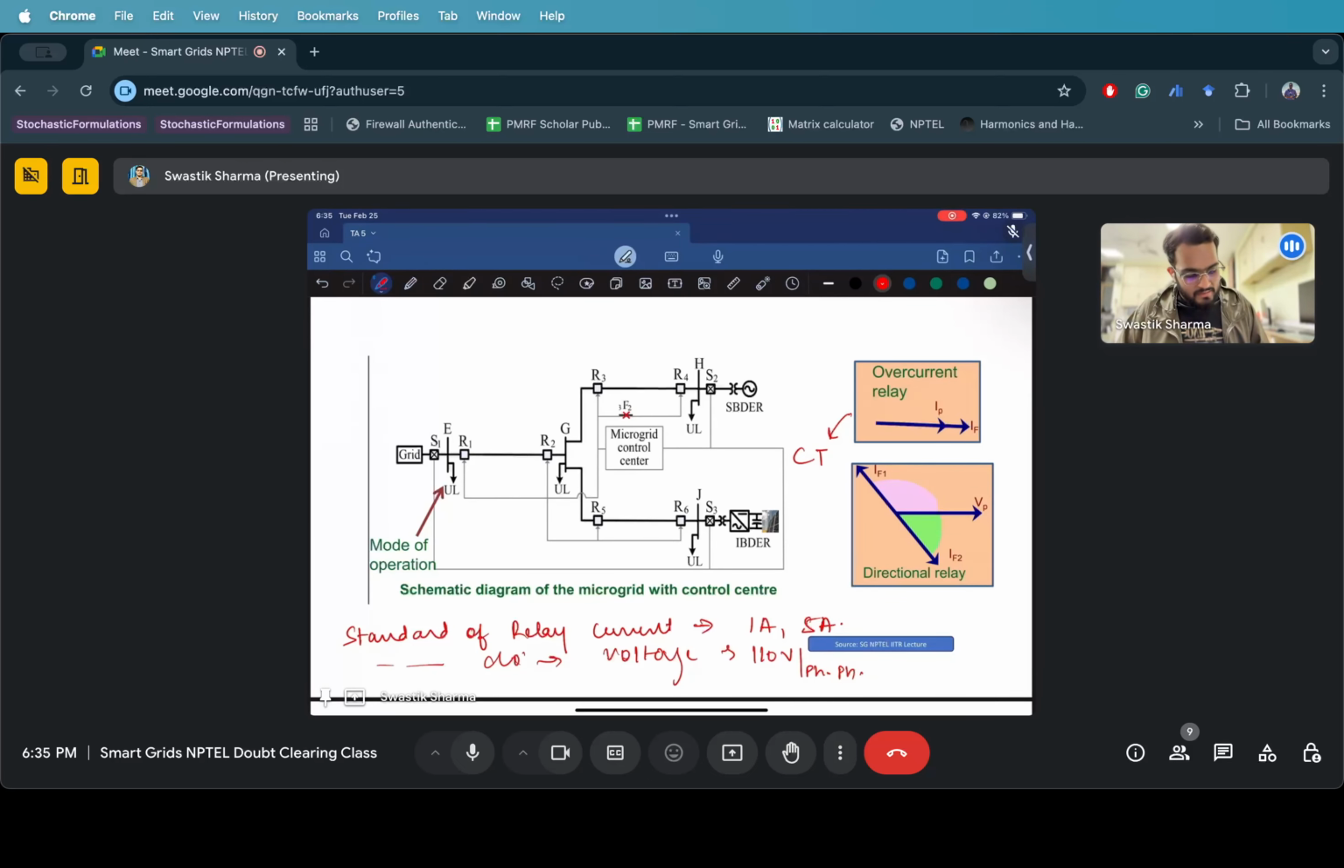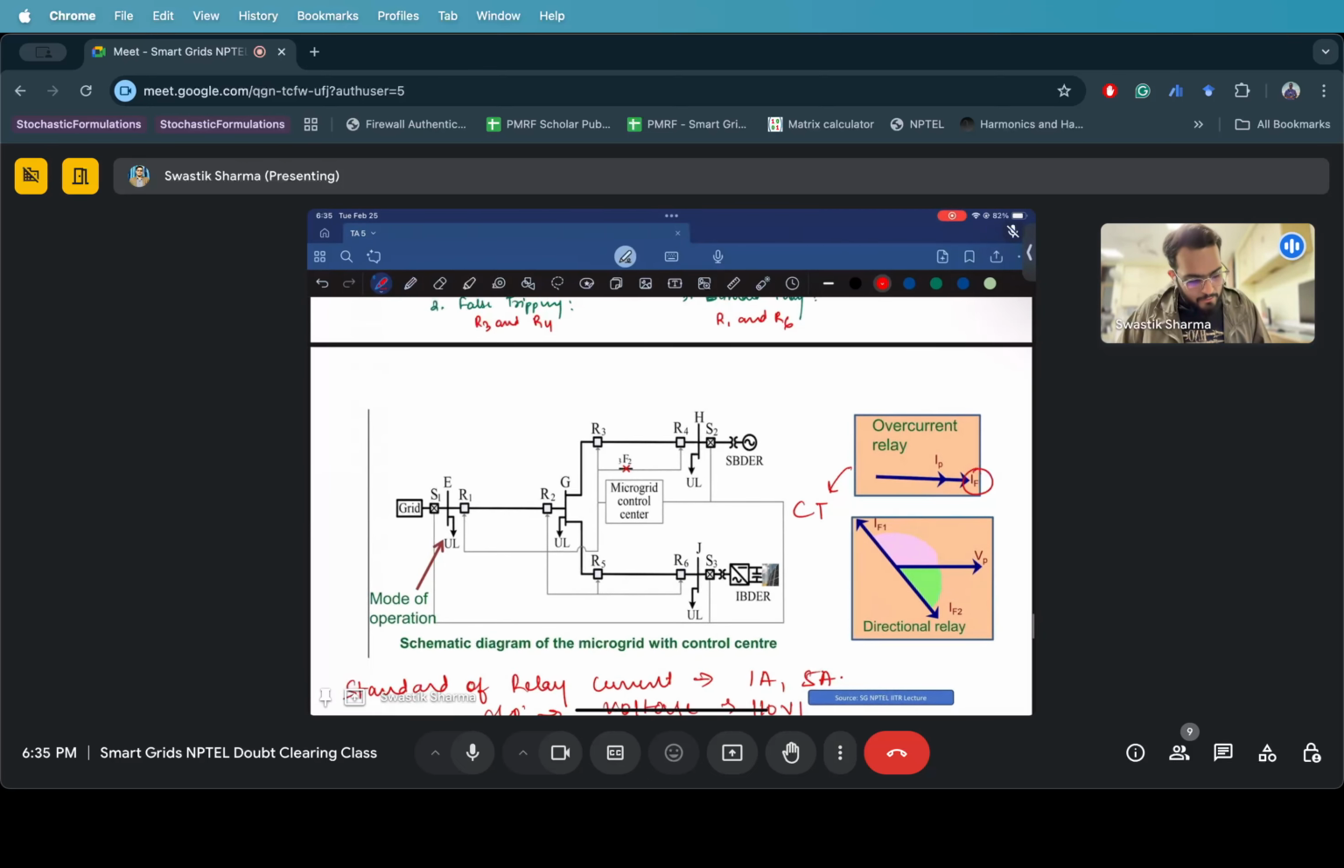And what it does is it checks the magnitude of the fault current, let's say the fault current is IF, and it compares it with a polarizing quantity, IP. If IF is greater than IP, this overcurrent relay will send a trip signal. But if it is less than this, it will not send a trip signal. No signal. So this is how an overcurrent relay works.